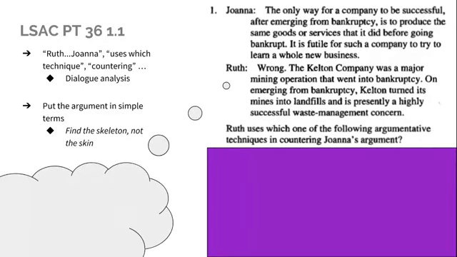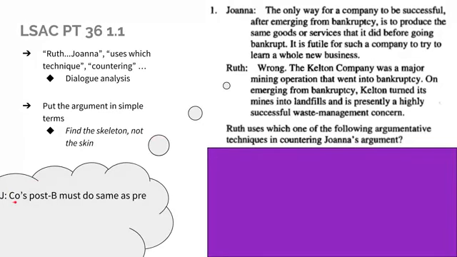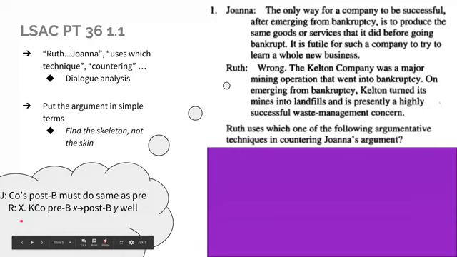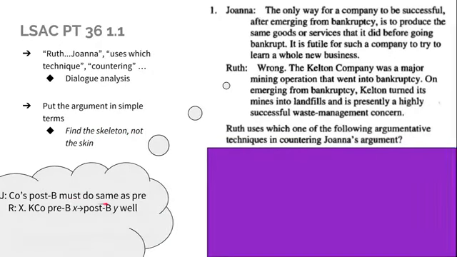So here's what I came up with as I was trying to simplify this argument. Joanna said that companies, after a breakup or bankruptcy, must do the same thing as before the bankruptcy. Ruth responded, no. This is sort of my shorthand. For example, this Kelton company pre-bankruptcy did X, one thing. It doesn't matter. Remember, we're looking for the skeleton, not the skin. They just did one thing. But then after bankruptcy, they did this, and they did it well.